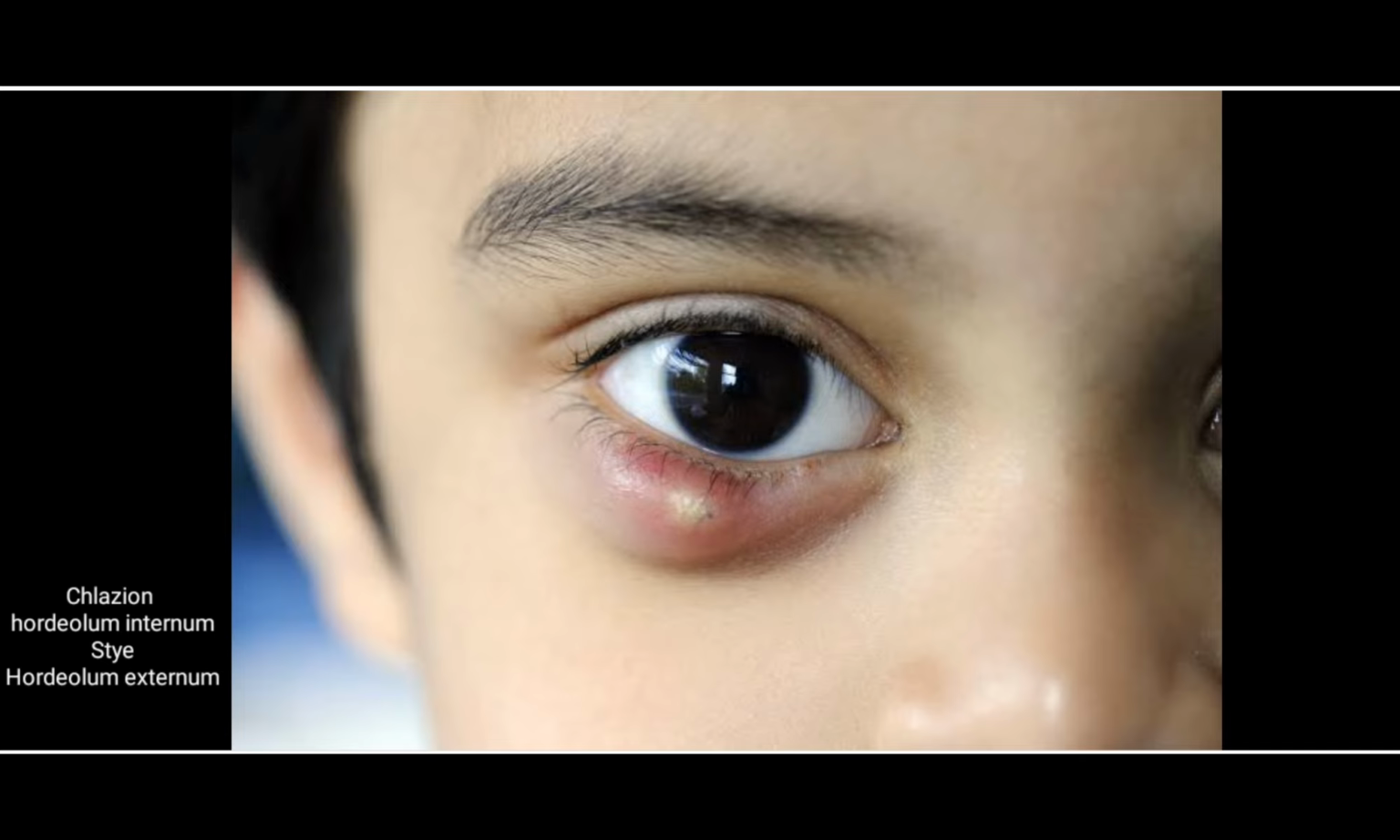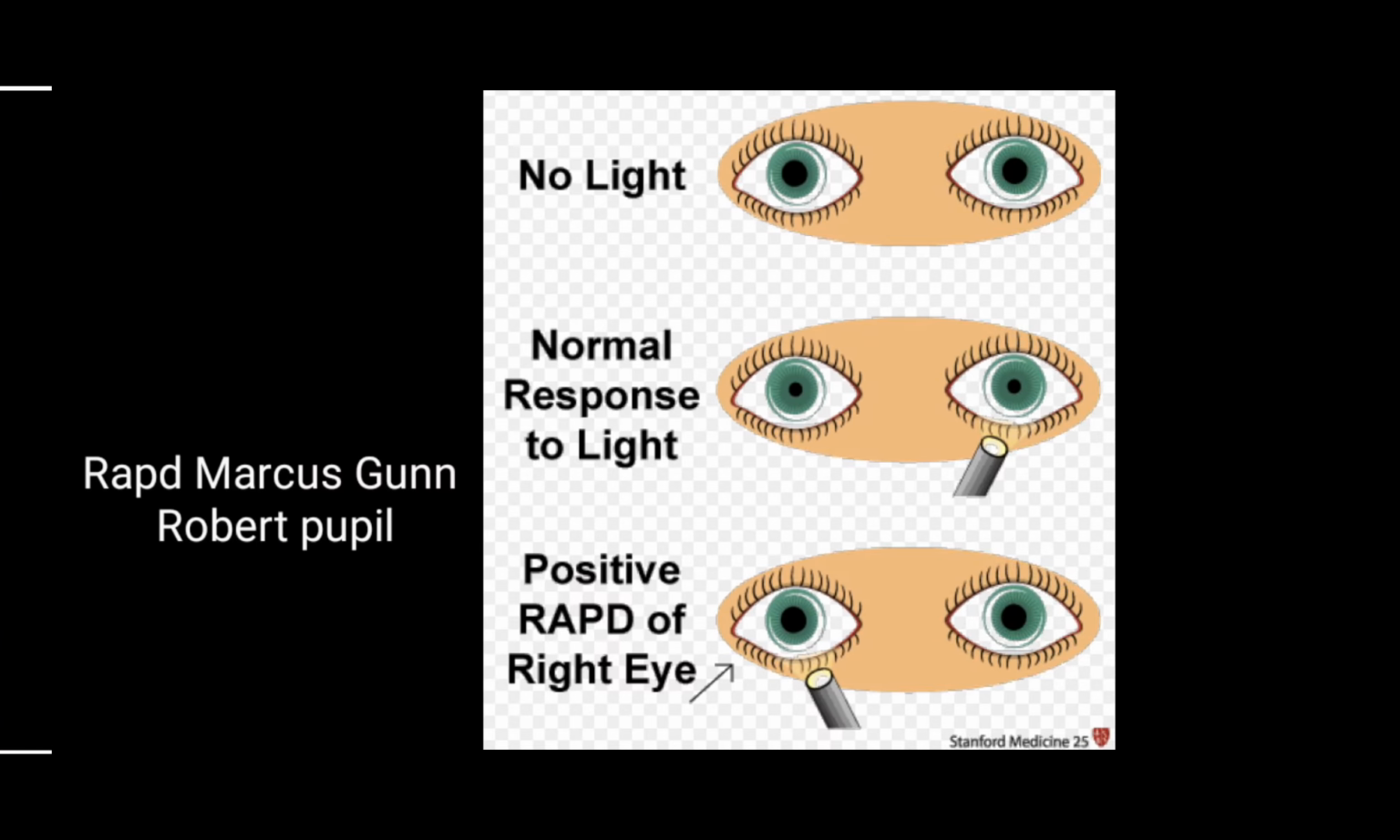This is the image of chalazion. Chalazion is known as hordeolum internum, while the stye is known as hordeolum externum. In the chalazion, the opening will be on the inside. If the opening is on the outside, then it is known as a stye.